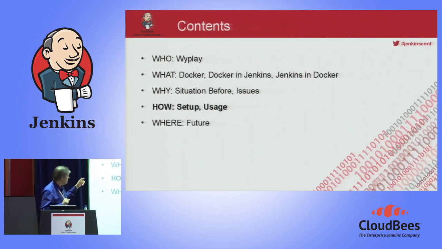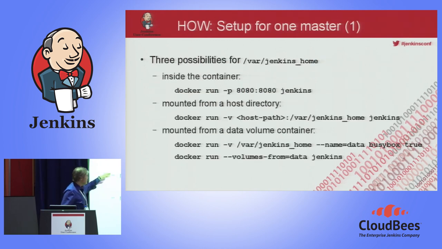So now I'm going to explain how to do that. As we have seen, it's very simple. You just have to docker run with the Jenkins image and specify the port binding. But the thing is that all the data of Jenkins is going to be in a directory, /var/jenkins_home, and you have three possibilities on where to put this data. Either you just run this, and the data will be inside the container. But only the application can access the data. The container is hermetically sealed.